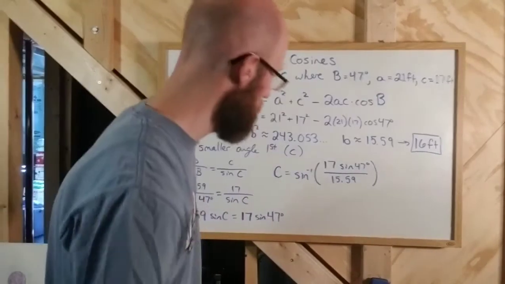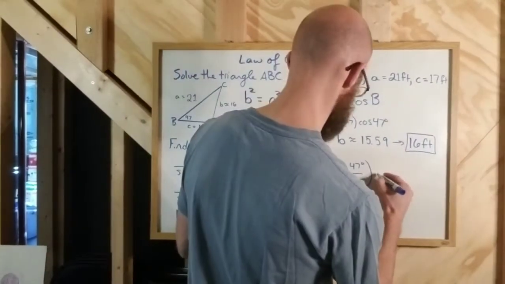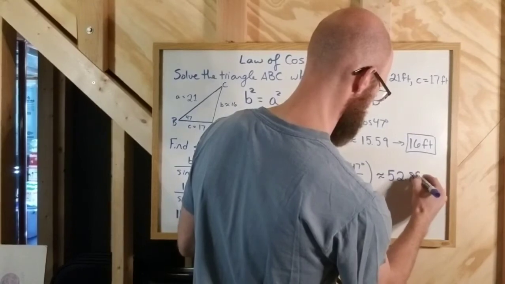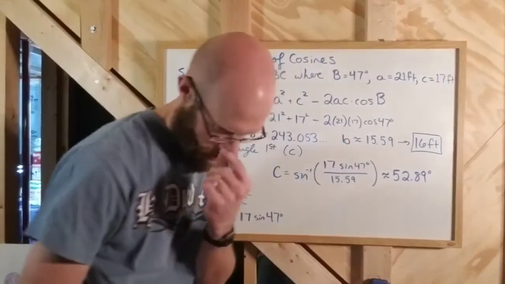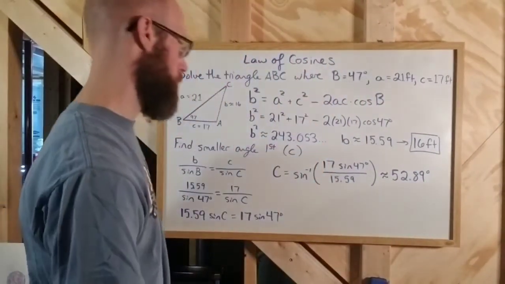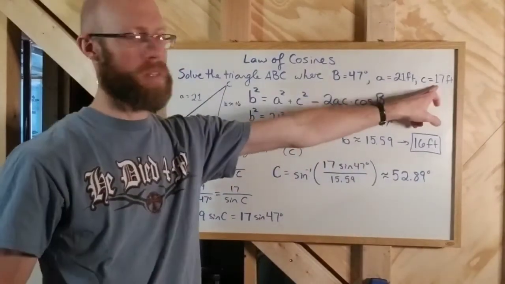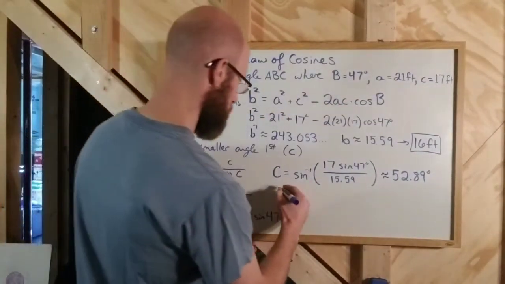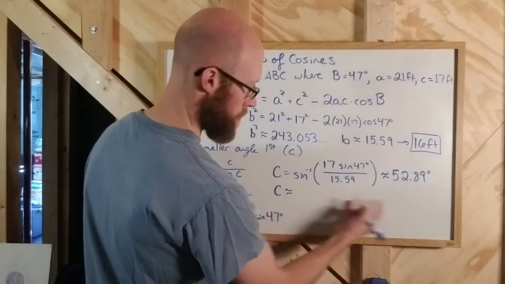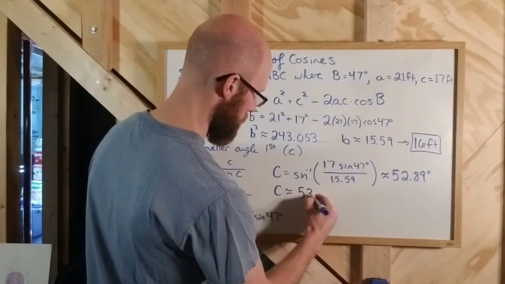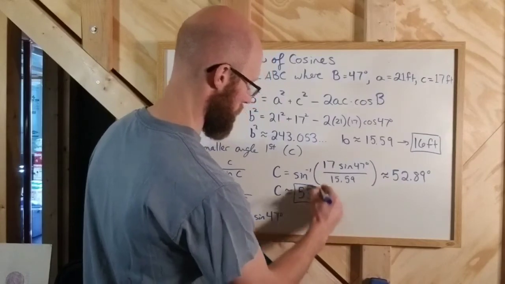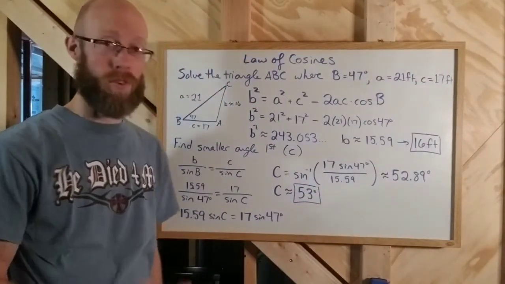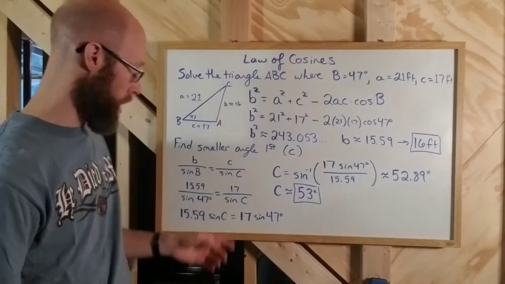52.9 roughly. So this is approximately 52 point, I think it was 89 degrees. Yeah, so again, everything's rounded to the nearest whole number, so I'm going to go ahead and stick with that to be consistent. So we're going to say C is approximately 53 degrees. Okay. Well, now that allows us to find the third angle using the angle sum formula.